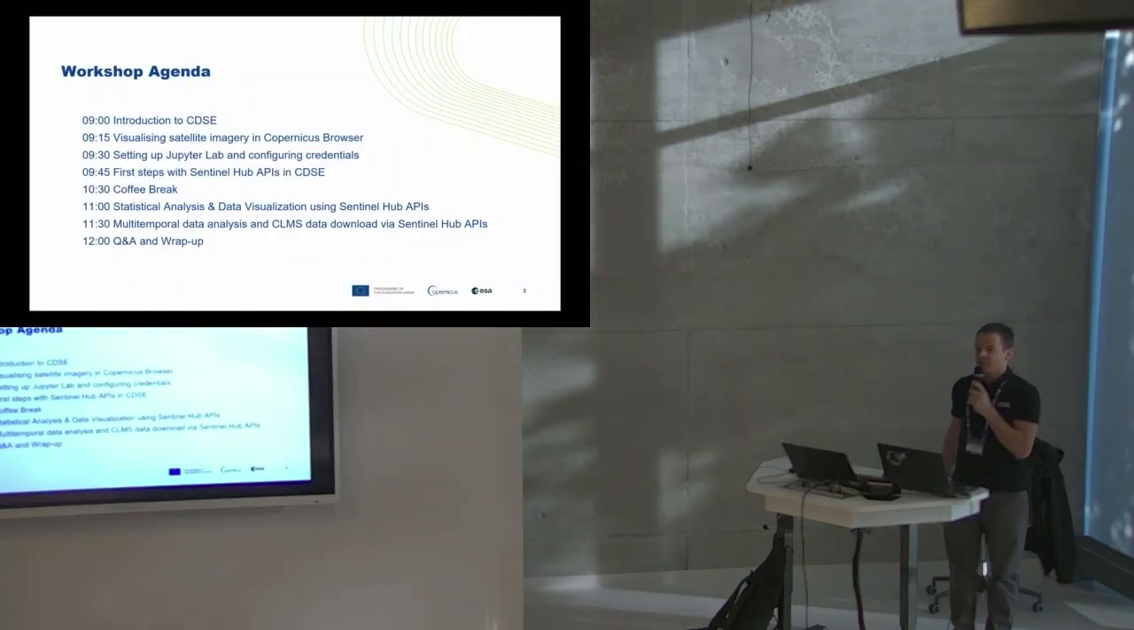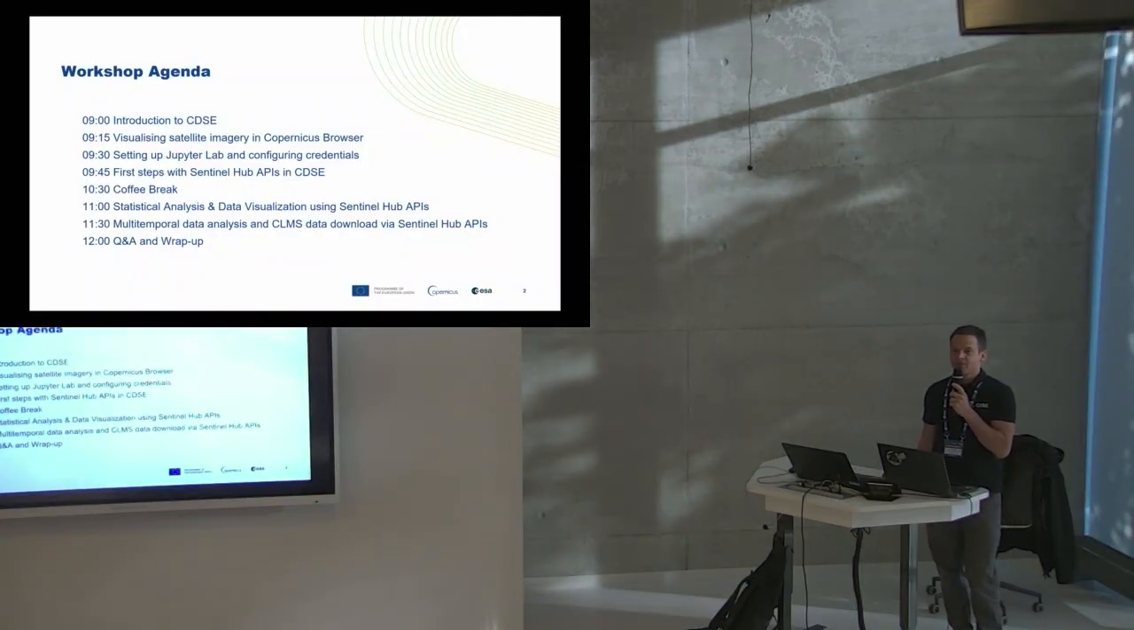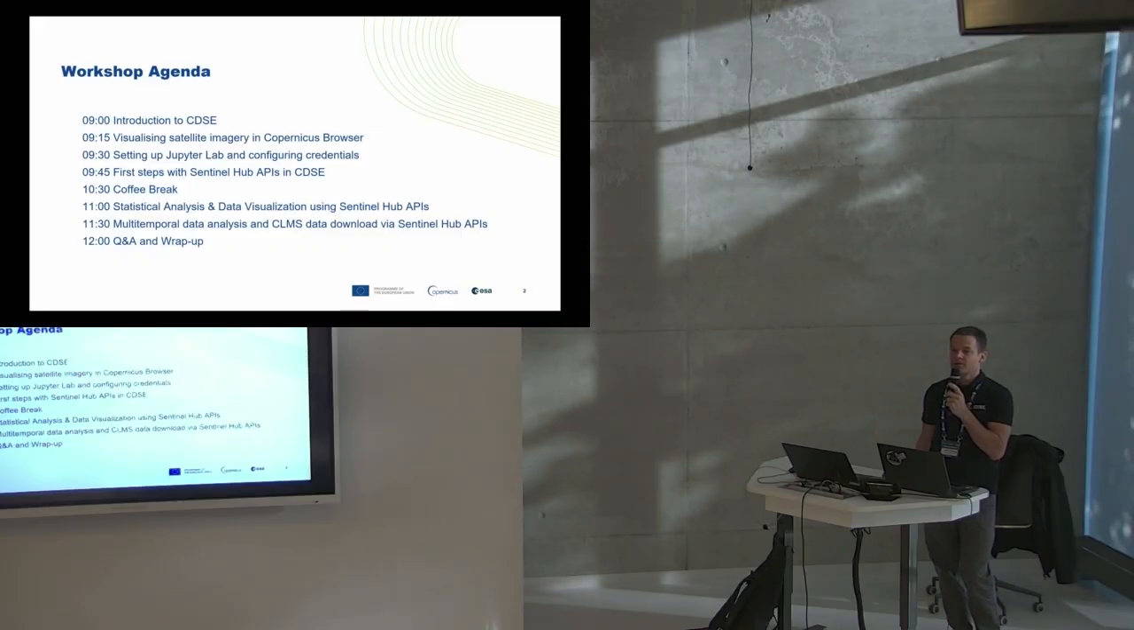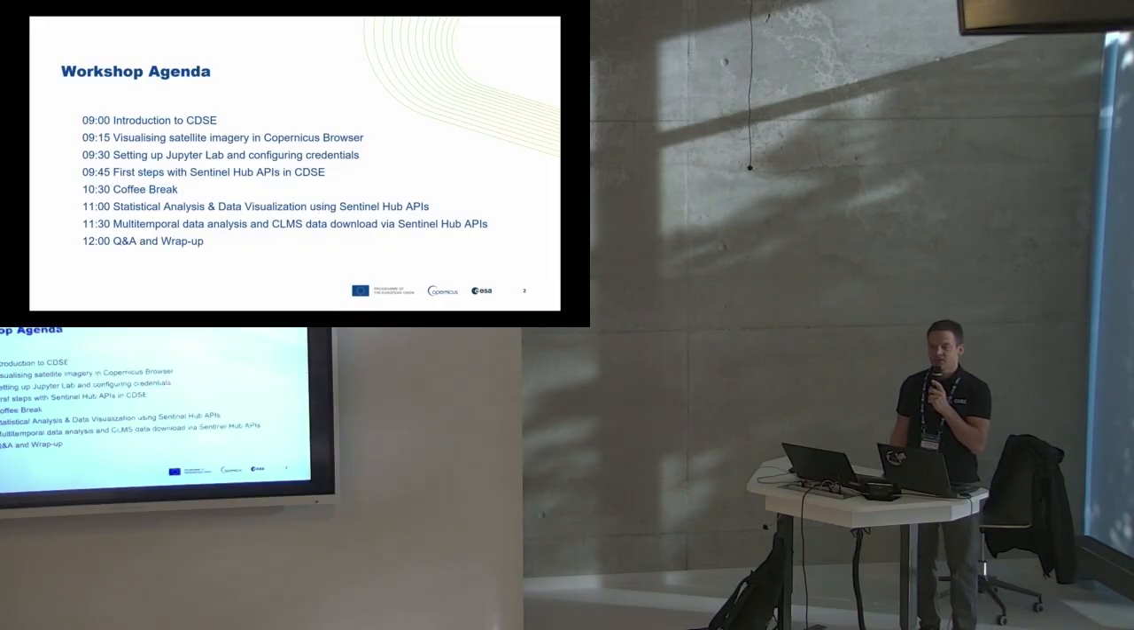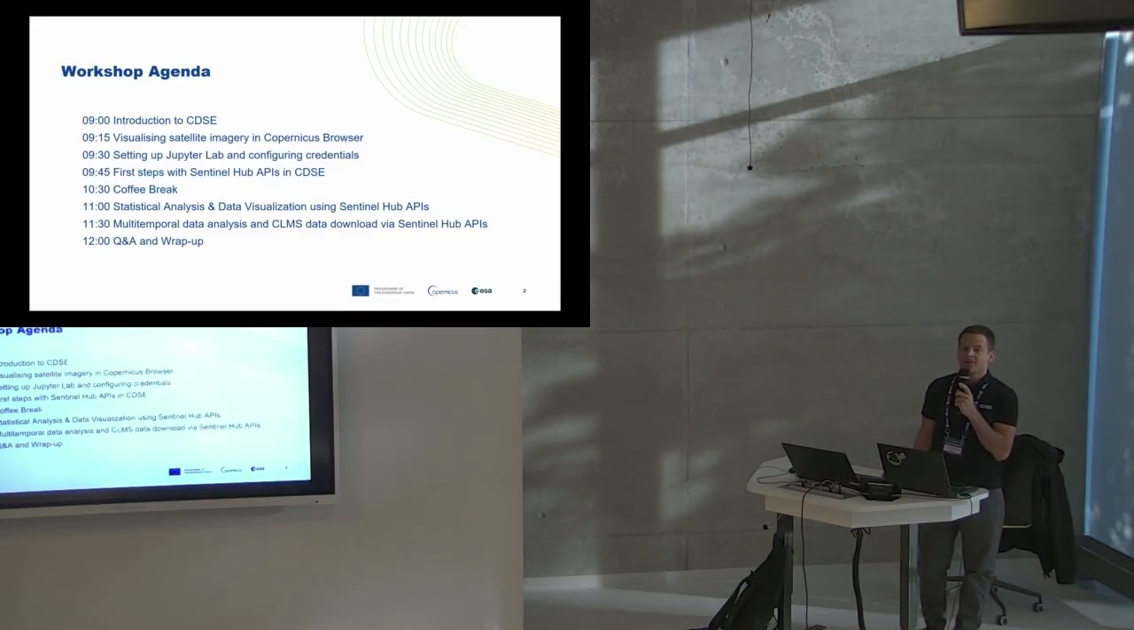Let me show you the agenda. So we start with a brief introduction to Copernicus Data Space Ecosystem. We will look into Copernicus browser, how to visualize satellite imagery. We will set up the Jupyter lab. We will take the first step with Sentinel Hub APIs. At 10:30, we have a coffee break. And then in the rest of the morning, we will do some more advanced things, statistical analysis, looking at data visualization, multi-temporal data. And then in the end, we will have a Q&A.